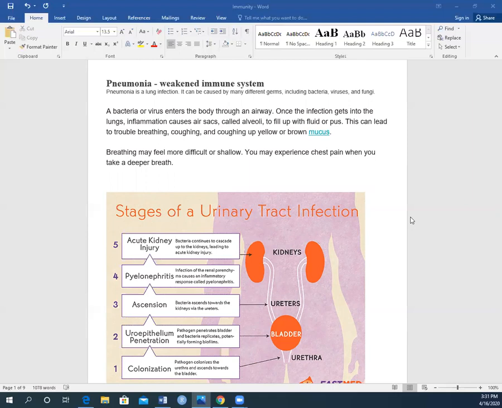So in this, you have the bacteria or the virus entering into the lungs, setting up an infection, and this is going to cause inflammation, and it's also going to cause the buildup of fluid or pus in those lungs. You're going to have trouble breathing, and you're going to have trouble with efficient gas exchange because of the fluid buildup and the inflammation.